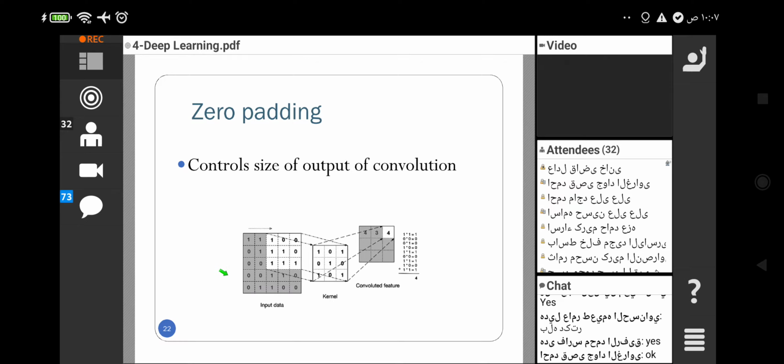Why? Because if we put the center of the kernel, for example, in here, a part of the kernel is outside the input, and then we don't have any numbers there. We don't have any numbers outside the input. Do you understand this?